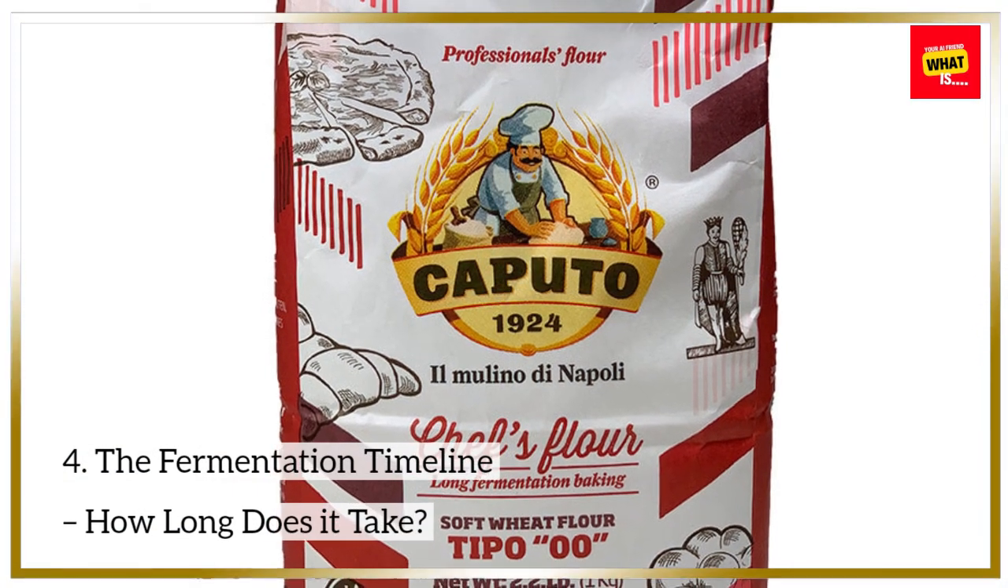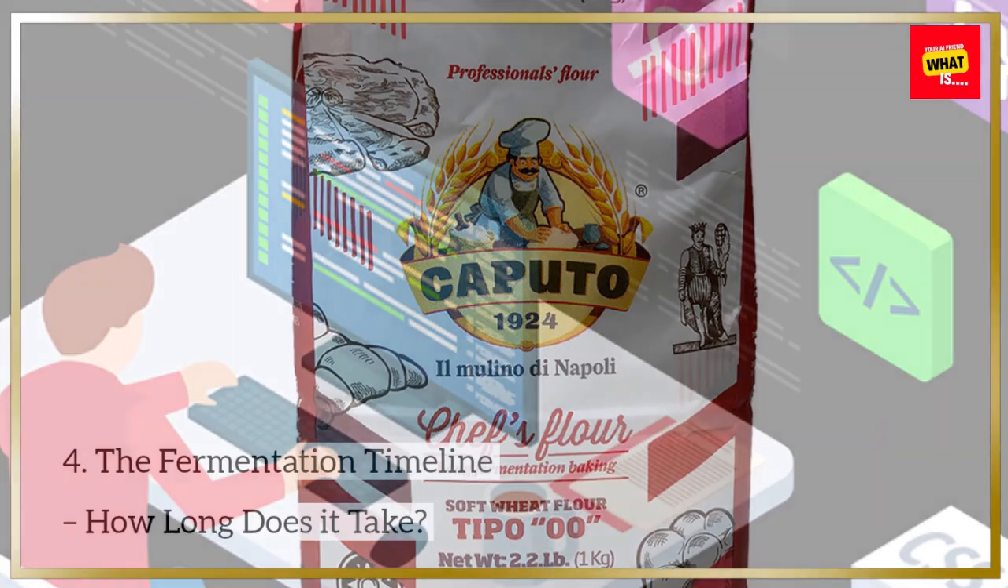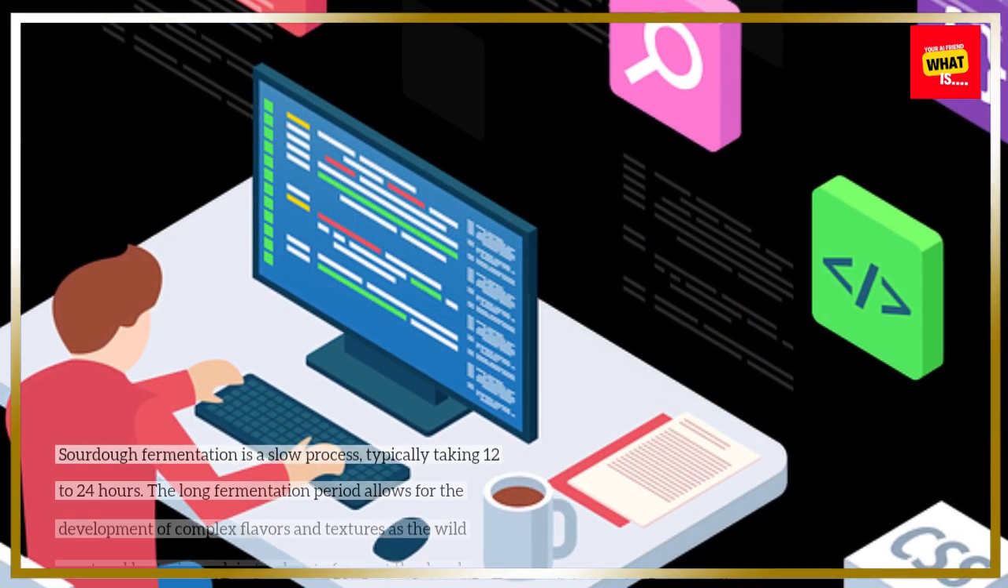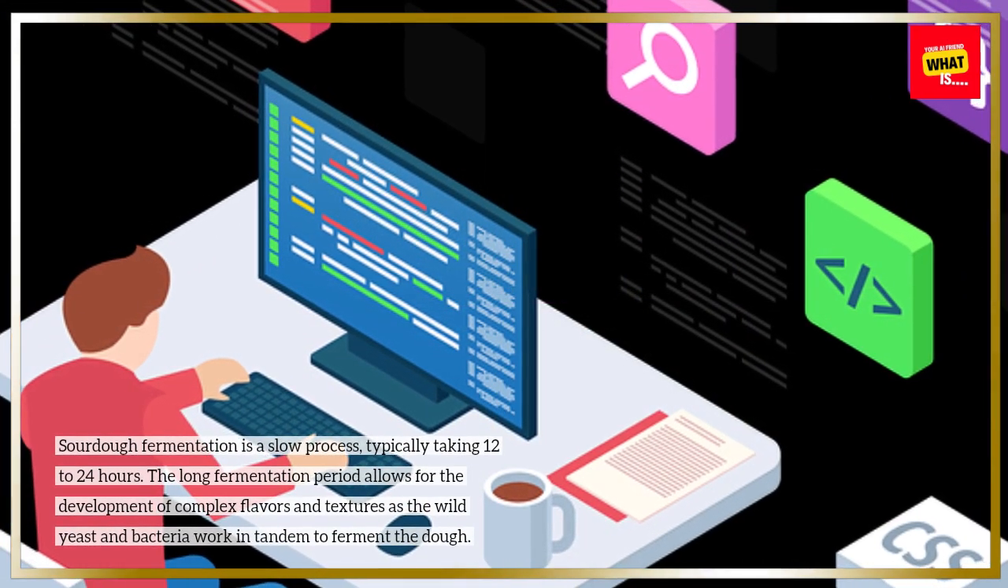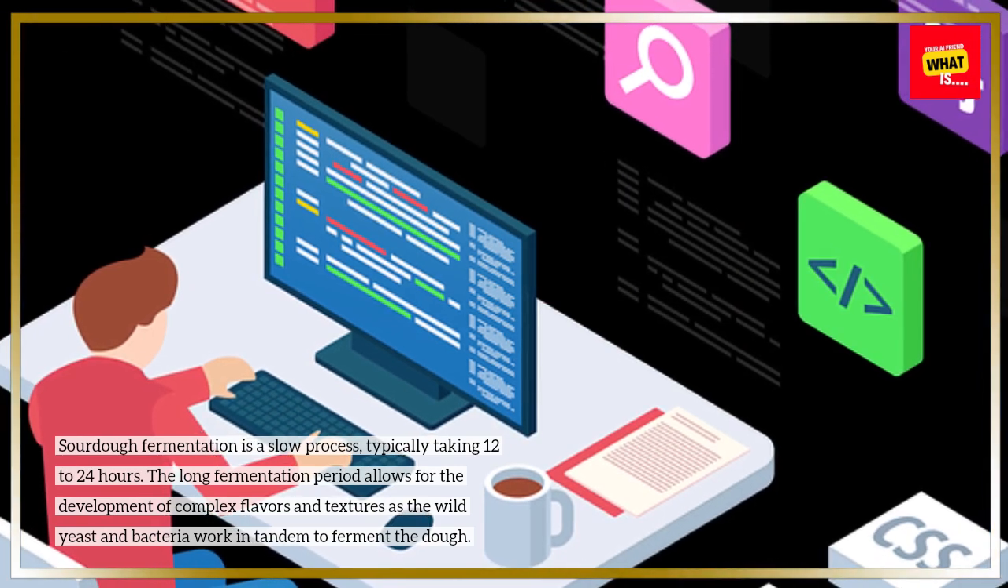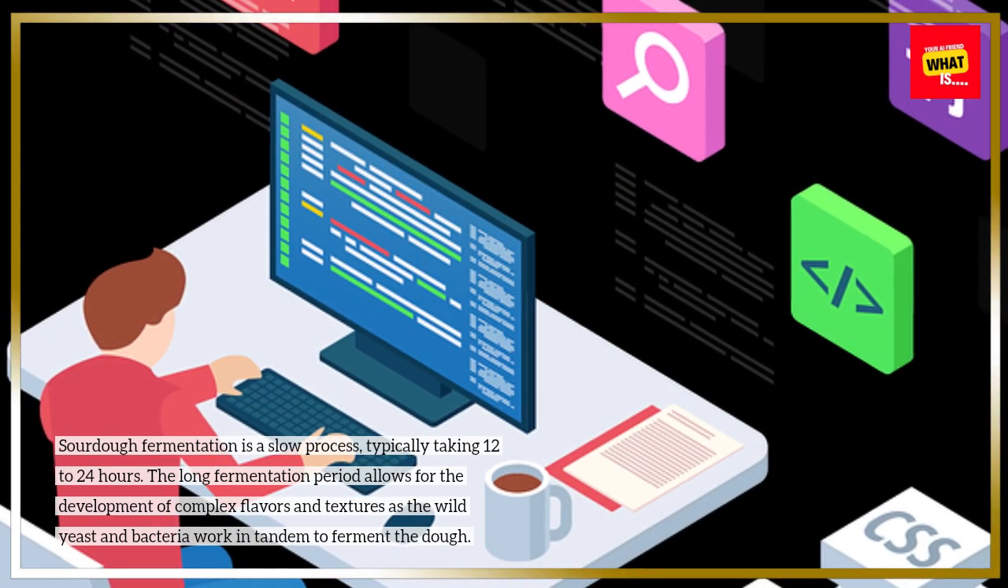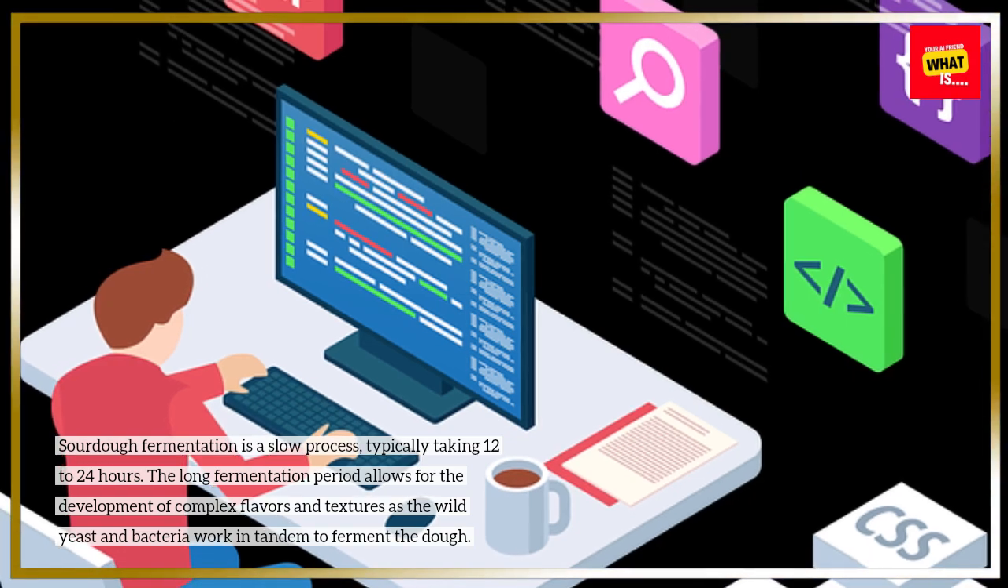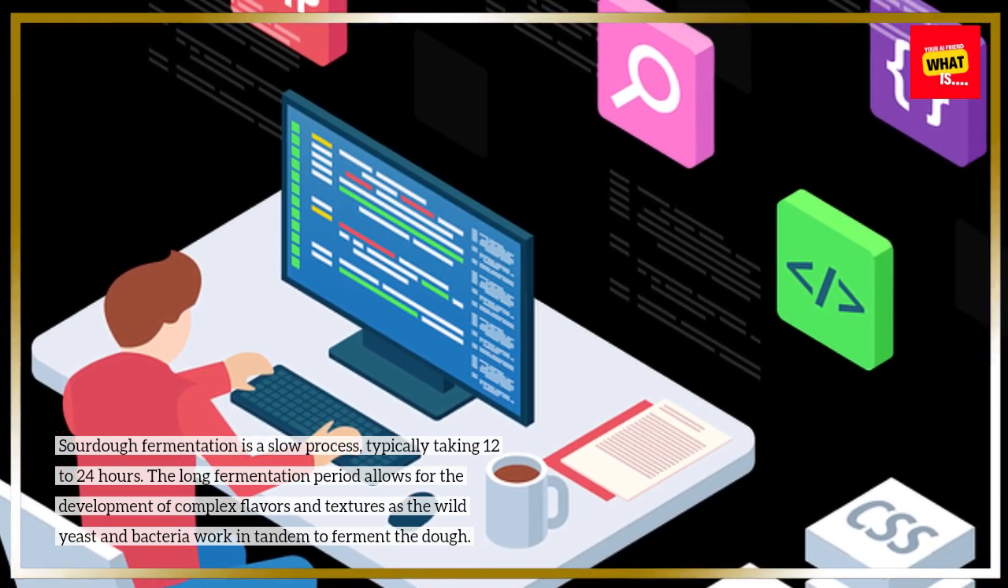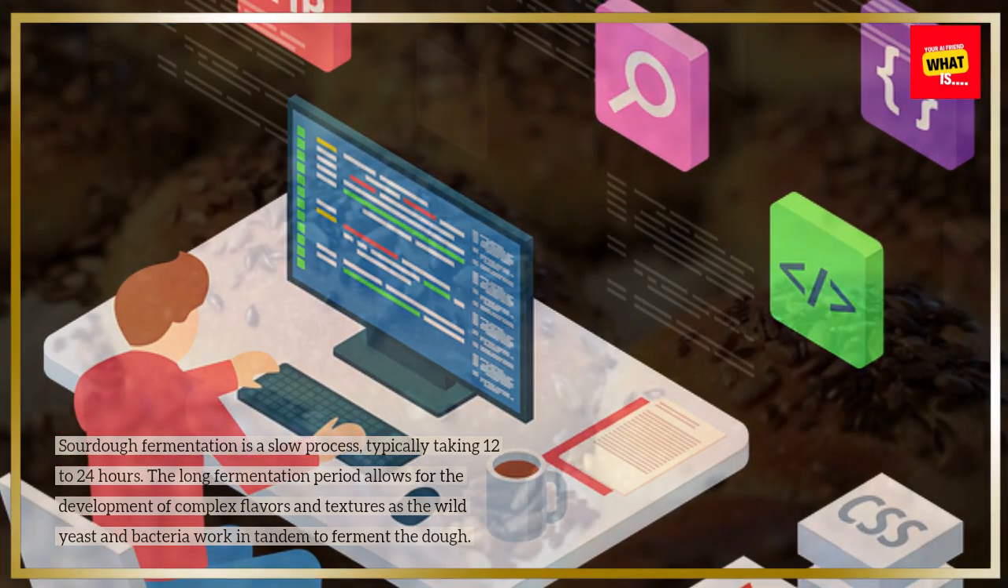4. The fermentation timeline. How long does it take? Sourdough fermentation is a slow process, typically taking 12 to 24 hours. The long fermentation period allows for the development of complex flavors and textures as the wild yeast and bacteria work in tandem to ferment the dough.